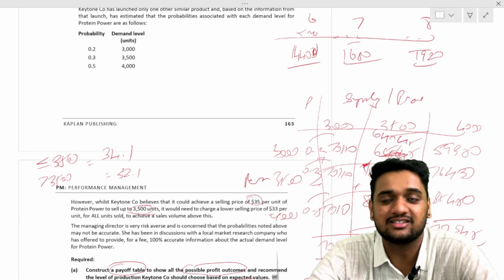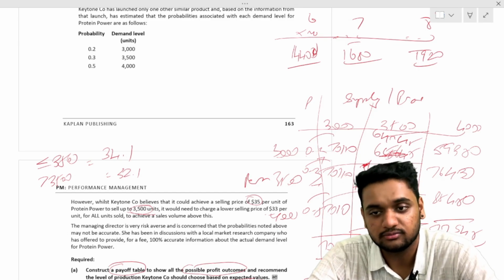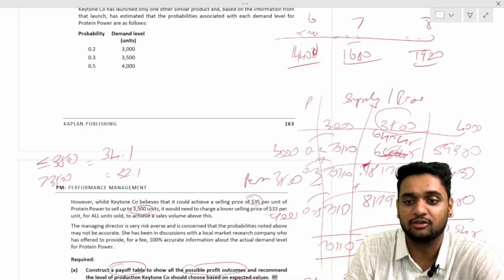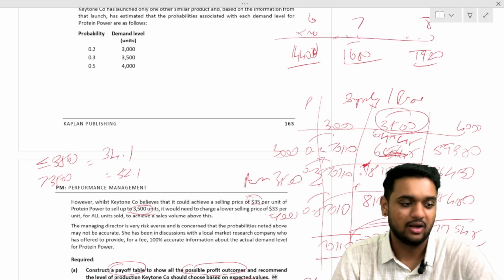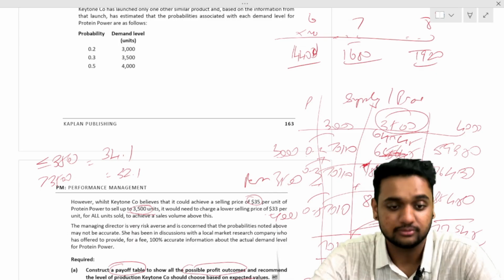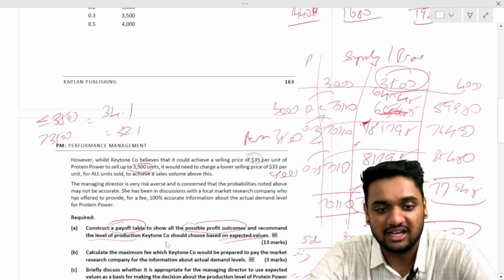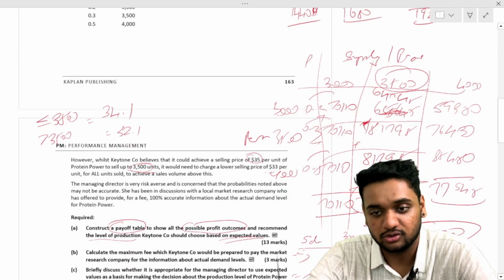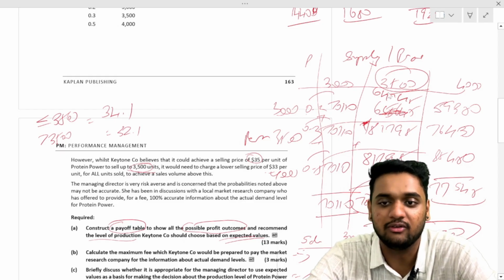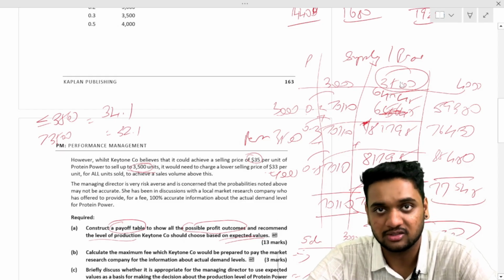Which expected value is highest out of the three? So if you produce 3,500 units, the expected value we are getting is more. What are they asking? Recommend the level of production based on expected values. So this expected value is more. Based on this, we will recommend 3,500 units.